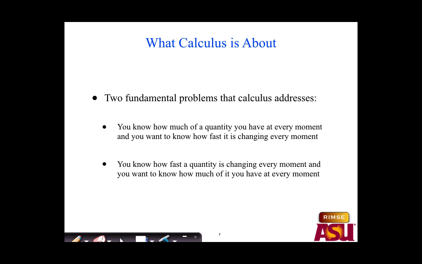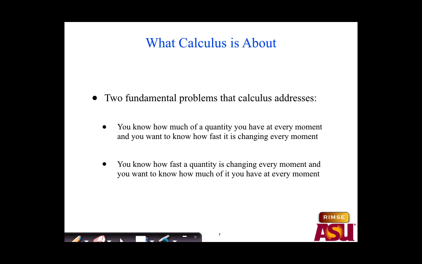Or the second one here: you know how fast a quantity is changing at every moment, and you want to know how much of it you have at every moment, which is what we've been working on with this whole accumulation sum. Starting from a rate function, how do I generate accumulation? How do I measure how much sand is on the scale? How do I measure how much oil has spilled? How do I measure how high this rocket-powered basketball is?